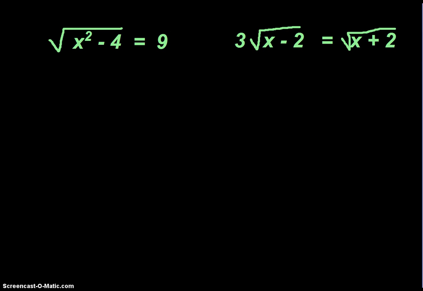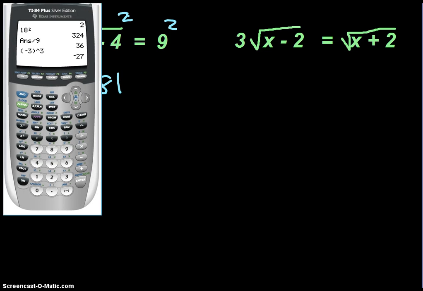All right, so if you have some extra space on your handout or on your notes, you might want to work through some of these with me. You're going to square both sides. So you get x squared minus 4 is equal to 9 squared, which is 81.